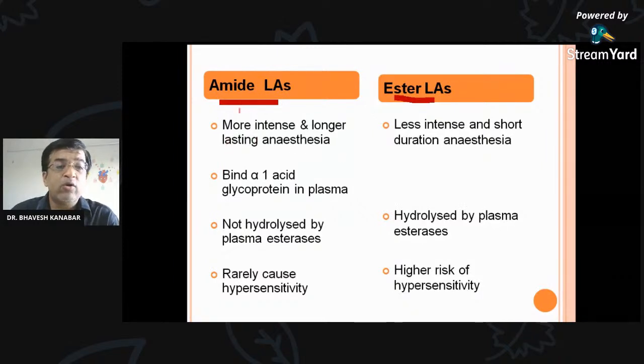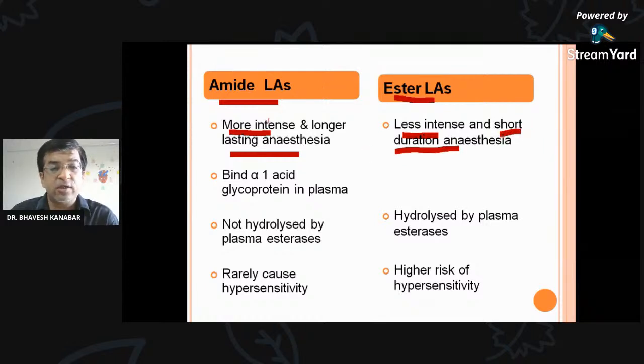So amide local anesthetics give more intense and longer lasting anesthesia. Ester are less intense and short duration. Local anesthesia is also in two parts, amide and ester. Amide are more powerful, ester are less intense, less powerful. So ester has short duration of action, and amide has more intense, more duration of action.